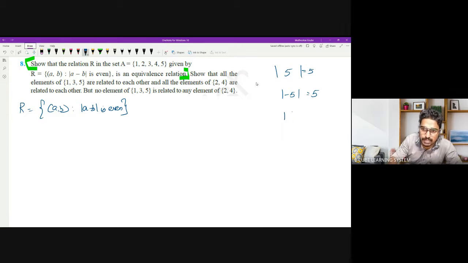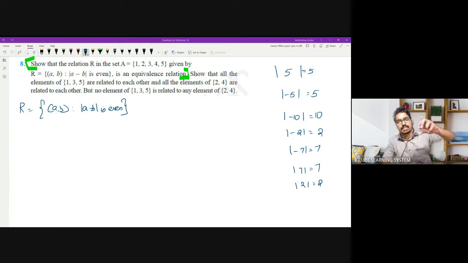So modulus means whatever number comes inside, we will only consider its magnitude. Modulus of minus 10 will be 10. Modulus of minus 2 will be 2. Modulus of minus 7 will be 7. Modulus of 7 will be 7. Modulus of 2 will be 2. In general, modulus means we are considering the magnitude irrespective of positive or negative. Positive or negative doesn't matter. We will take that magnitude only.